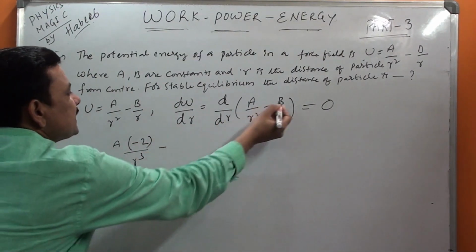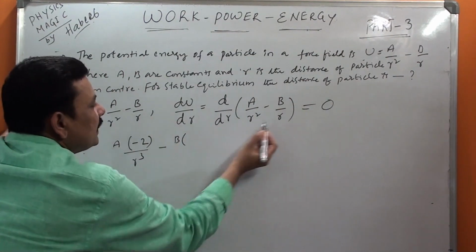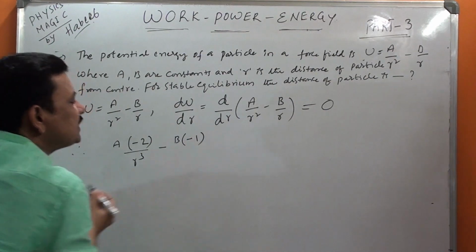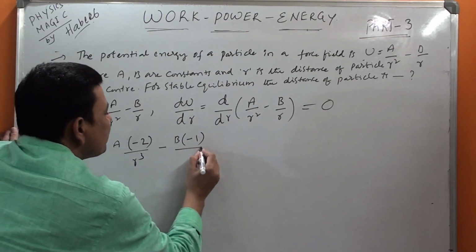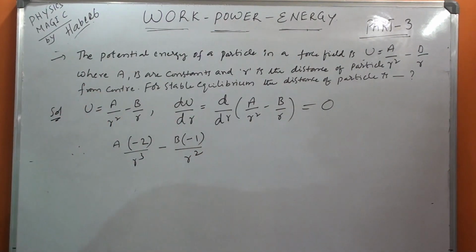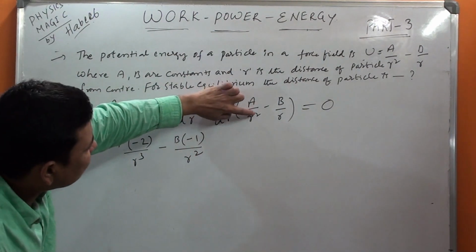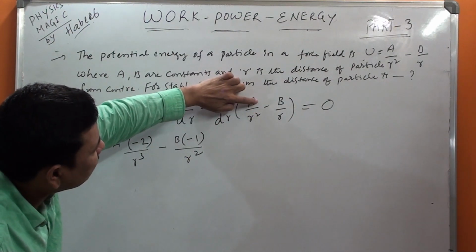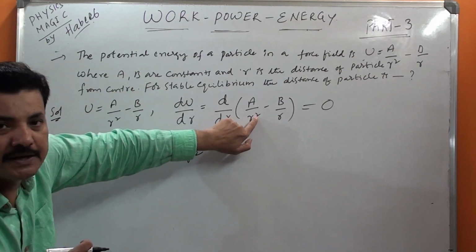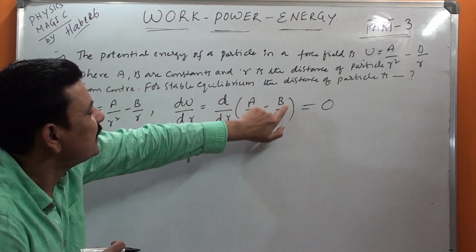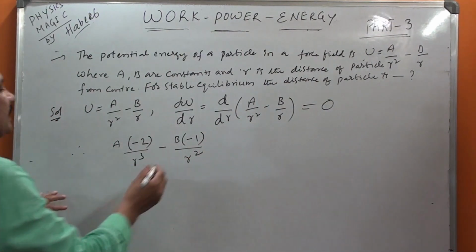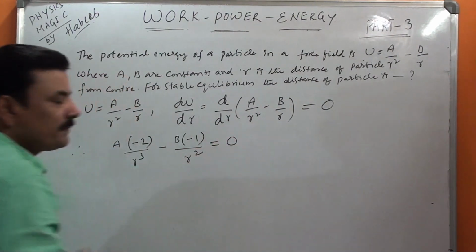Now minus, same, b we will write here. Then the power is 1. That 1 should be taken to the numerator as minus 1, divided by the power plus 1. So r square. Same thing. Whatever is in the denominator, take it to the numerator with the negative sign and add 1 to it. The power 1 goes to the numerator as minus 1, added 1. So we got r square. Then it is equal to 0.